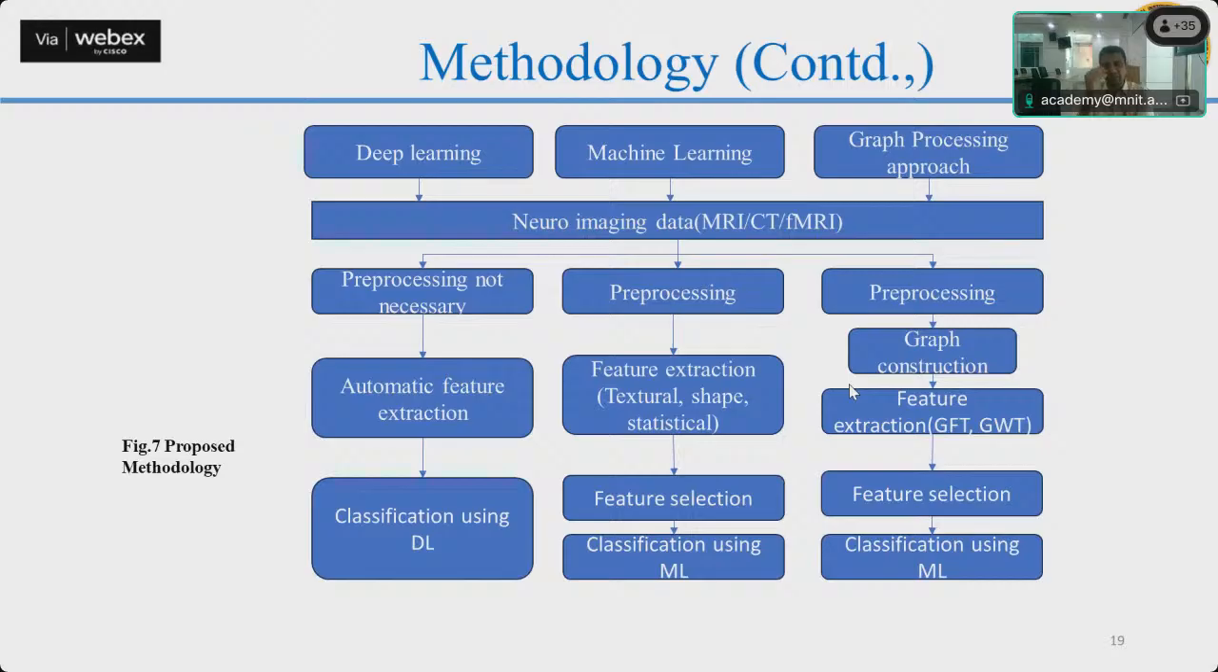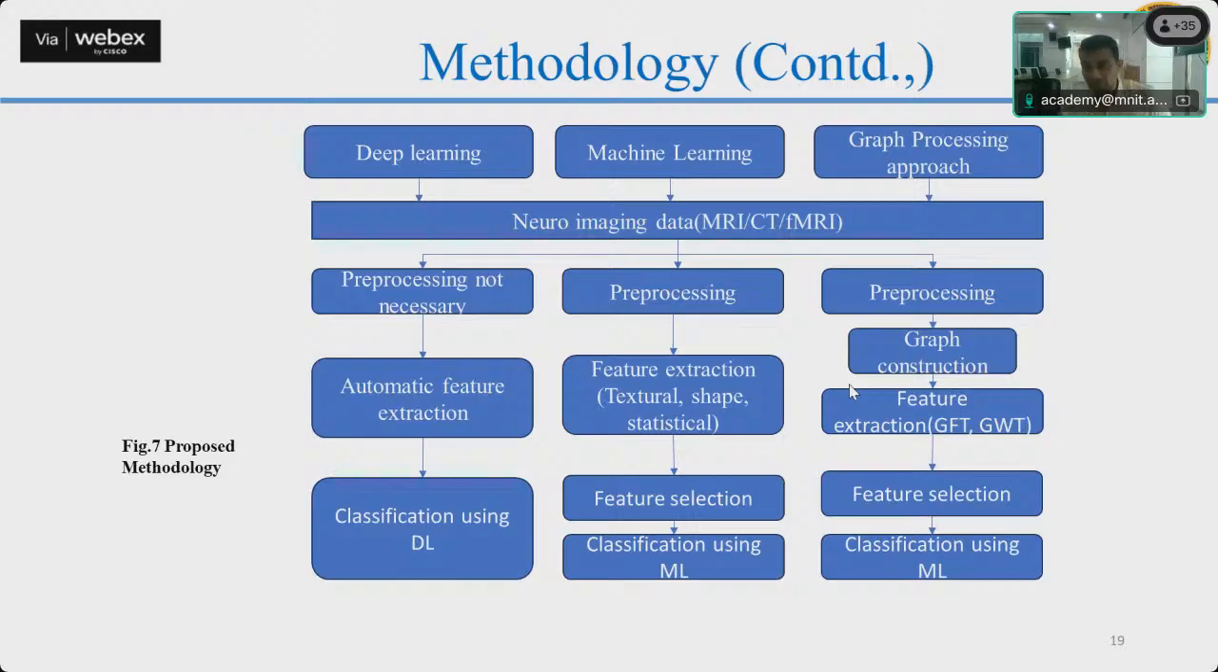If we directly apply deep learning on the image, pre-processing is not necessary. Why is it not necessary? Because the features are extracted automatically, no other techniques are needed. But what is the disadvantage? A large amount of data, a large bulk of data, is required.